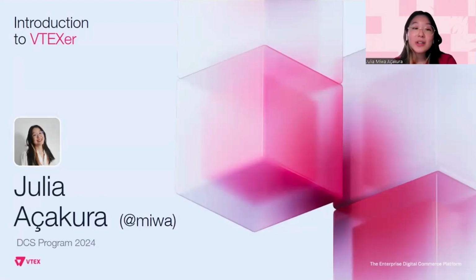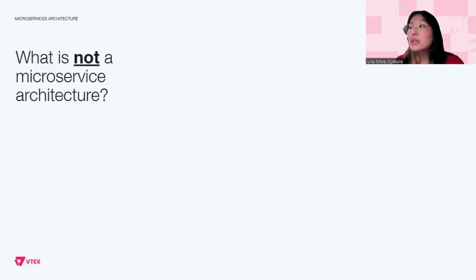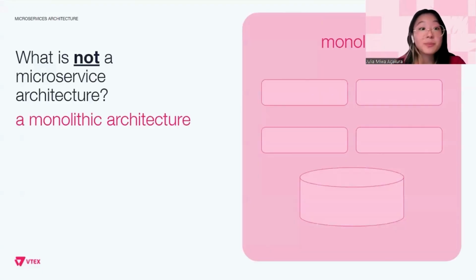And in this class, I will talk about microservice architecture. Hopefully, by the end of today's class, you will understand what a microservice architecture is and the main difference between microservice and monolithic architecture. Also, I will try to explain the best practices in microservices as well as their benefits and drawbacks in the context of e-commerce systems.